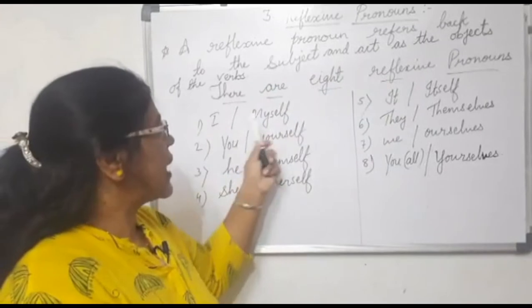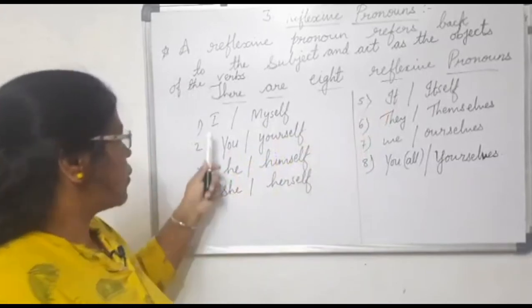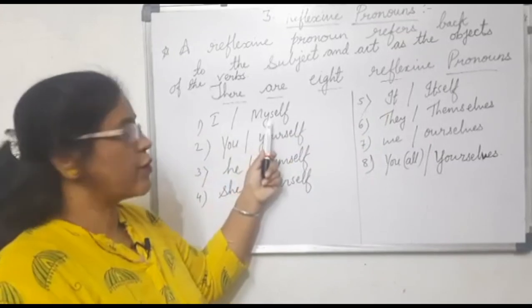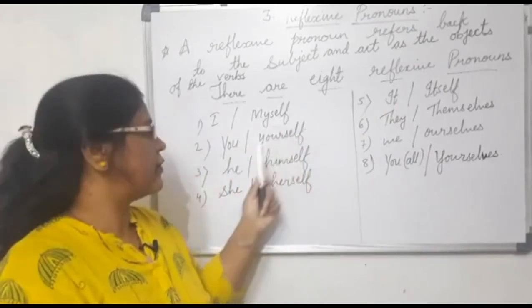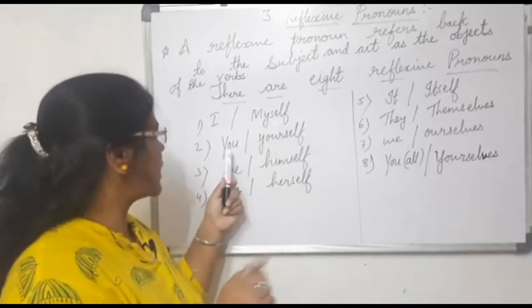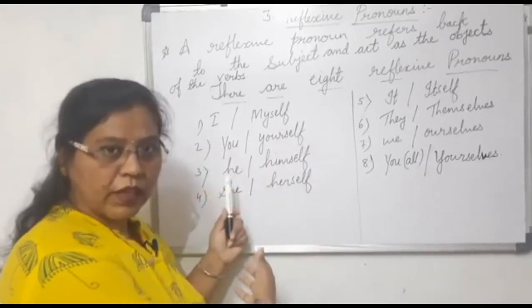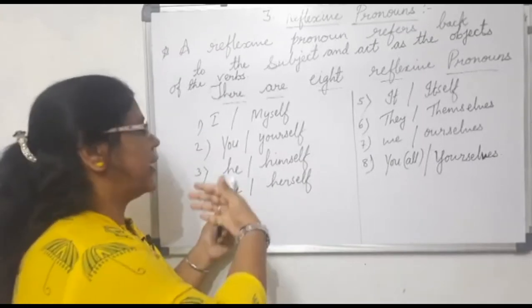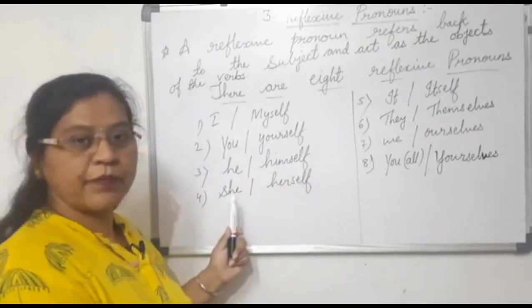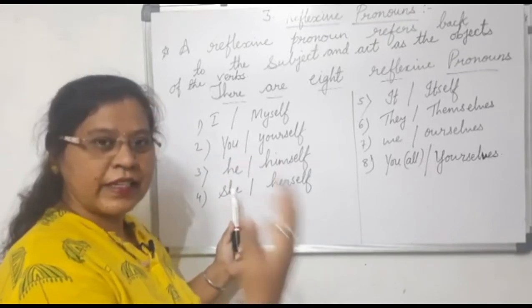So basically there are 8 reflexive pronouns. How many? 8 reflexive pronouns are there. I, the person who is speaking, first person, I: the reflexive pronoun is myself. It is singular. Myself, S-E-L-F. You, singular: yourself. He refers to the male version, like man, boy: he, himself. She, female, can be used for girls, ladies, women: she, herself.